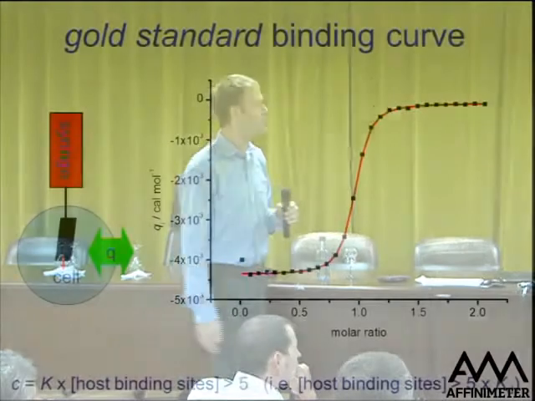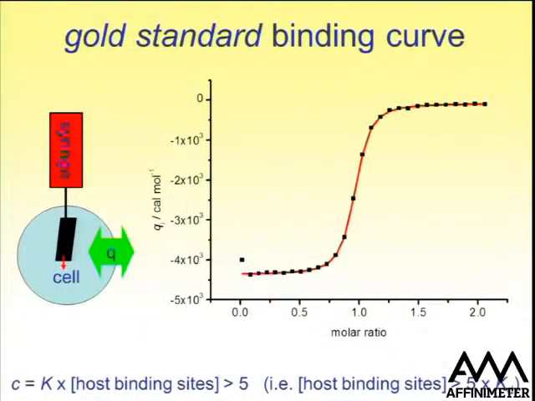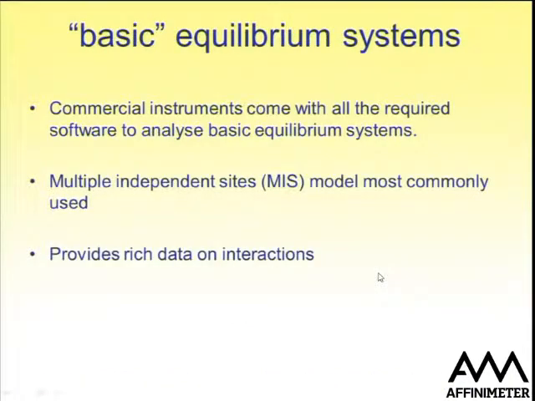So we've seen this in the previous presentations. This is your gold standard binding curve. If you have a high enough affinity in combination with a high enough concentration of your host in the cell, your titration curve should look something like this, and you should be able to get your stoichiometry, your enthalpy of interaction, and your binding constant. So if you're lucky, this is what your data looks like. And if you are that lucky, then the computer connected to your titration calorimeter will contain software that can analyze this type of data.